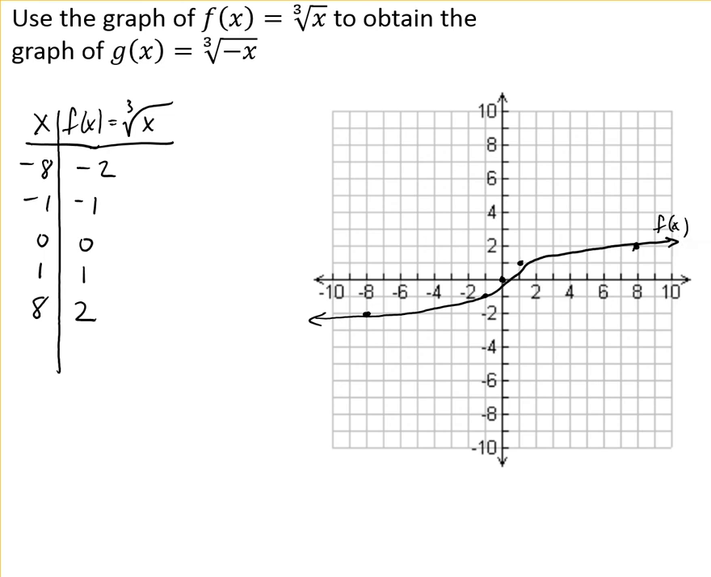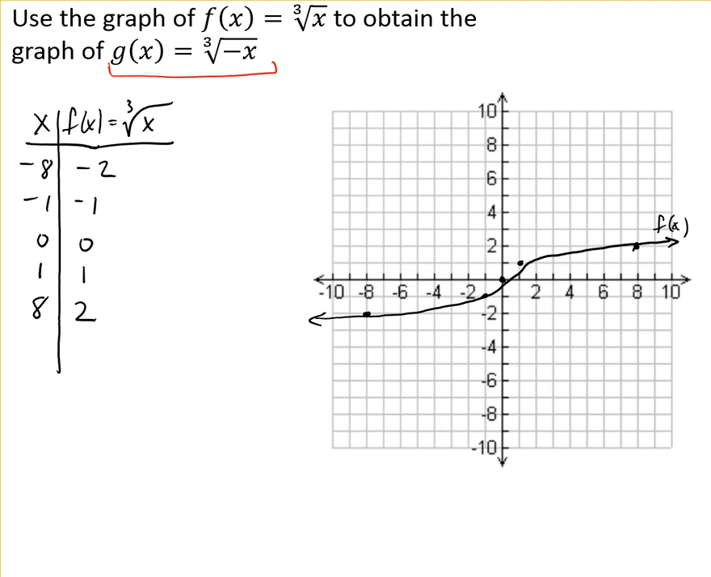Now we want to use that to get a graph of g of x, which is the cube root of -x. In order to do that, we need to know what type of transformation is being indicated by having that -x in there. Anytime we have a negative multiple, that's going to result in a reflection. So it's either going to be a reflection over the x-axis or a reflection over the y-axis.